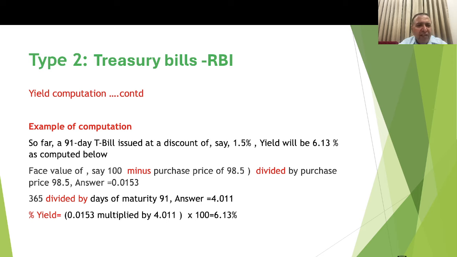So let's say for a 91-day treasury bill at a discount of say 1.5%, the yield will be 6.13% as computed below. So in this case, A is equal to face value, say 100, minus purchase price, say 98.5, divided by purchase price 98.5. So A is equal to 0.0153. B is equal to 365 divided by days of maturity 91, which is equal to 4.011. So percentage yield is equal to 0.0153 multiplied by 4.011 into 100, which is equal to 6.13%. It's very simple.